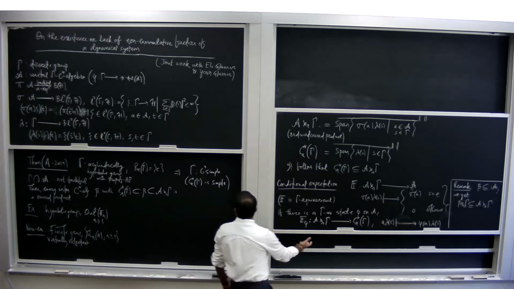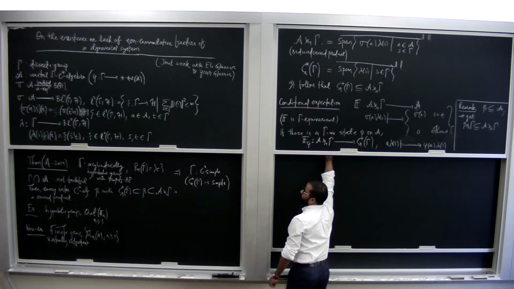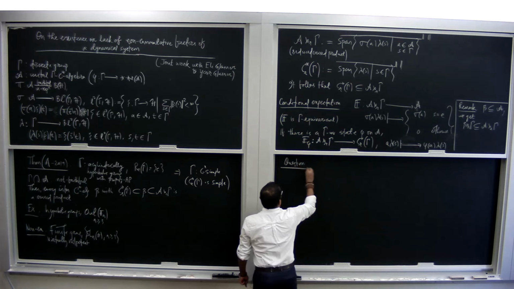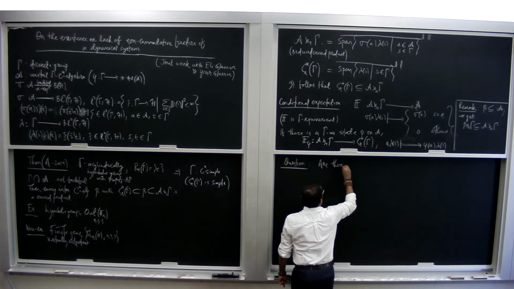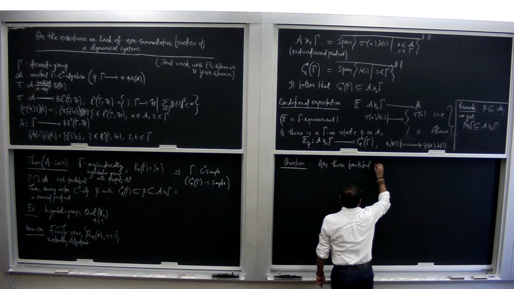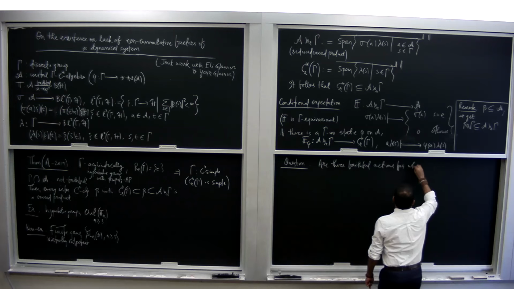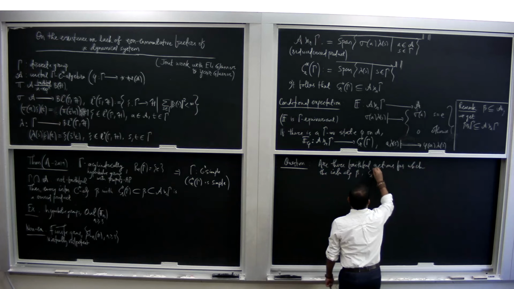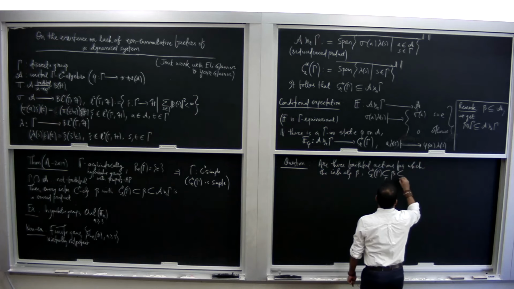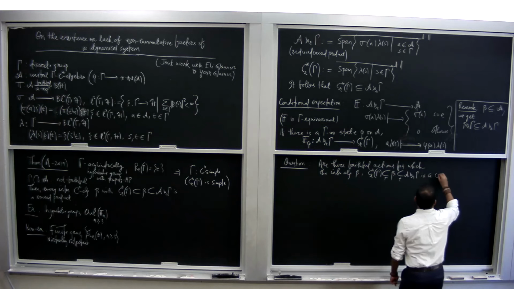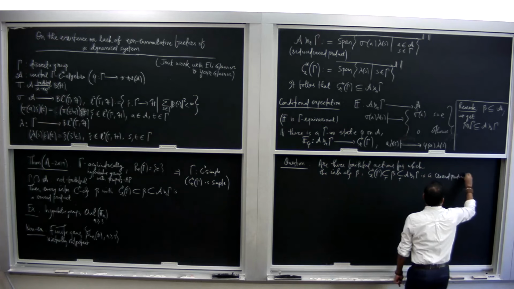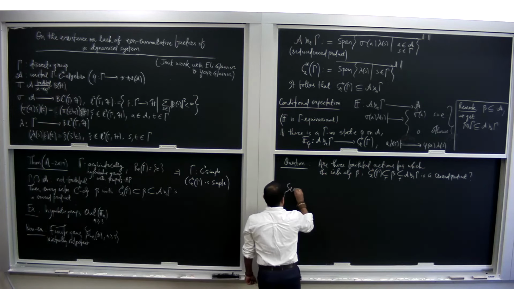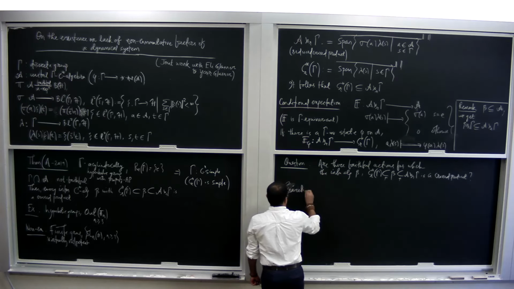So the question that we wanted to ask is: are there faithful actions for which the intermediate algebra is a cross product? This is what we wanted to prove in the beginning, to find such an example.